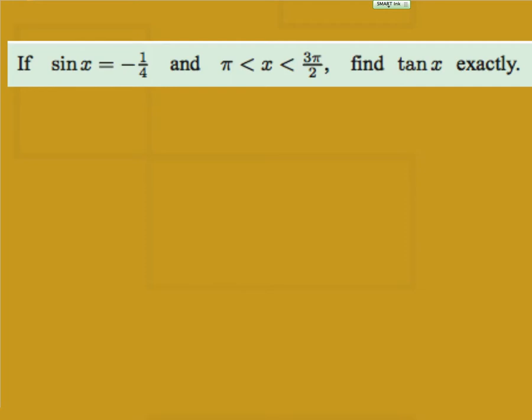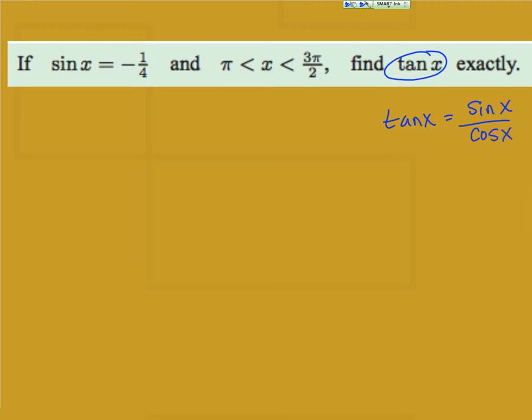So let's think about this. Tangent wasn't a part of that formula we had been using, cosine squared plus sine squared equals 1. But what did we remember about tangent on Friday? Absolutely, that tangent equals sine over cosine.